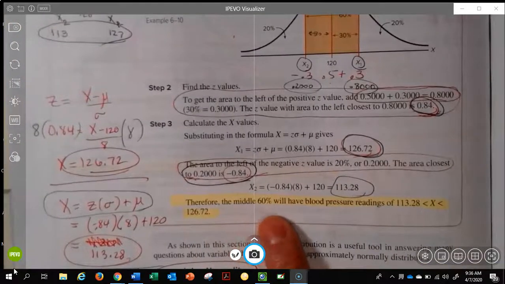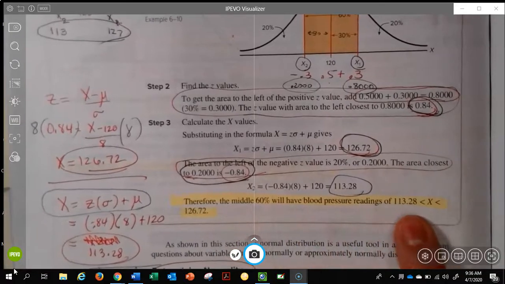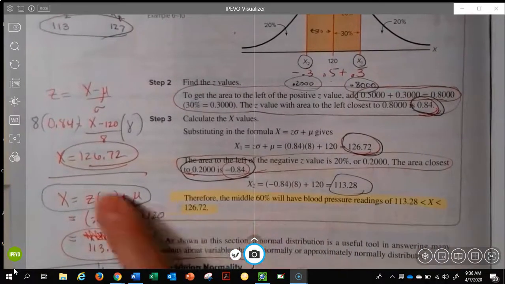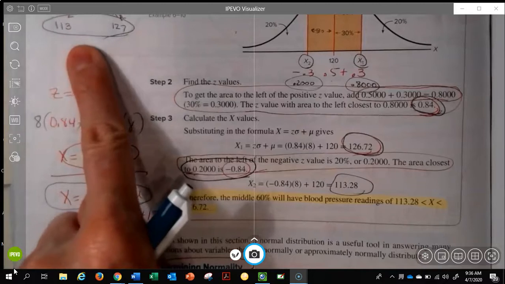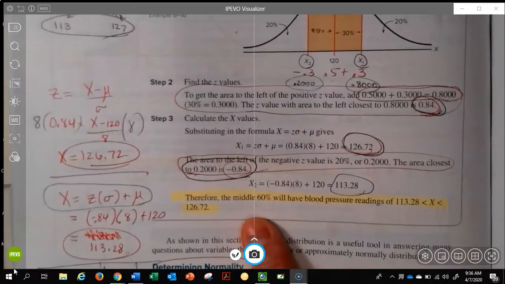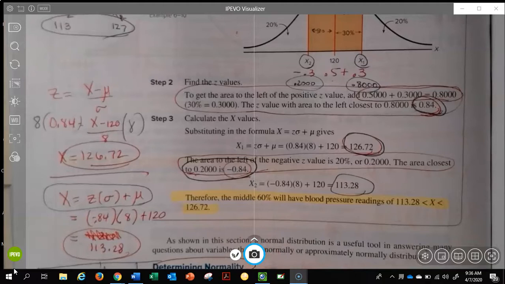Therefore, the middle will have blood pressure readings of, and notice they left it at the hundredths. I converted over to whole number. Watch the test. If the test says nearest hundredth or nearest tenth or whole number, do what it says. And if I don't mention what to do on the test, then you just round correctly.